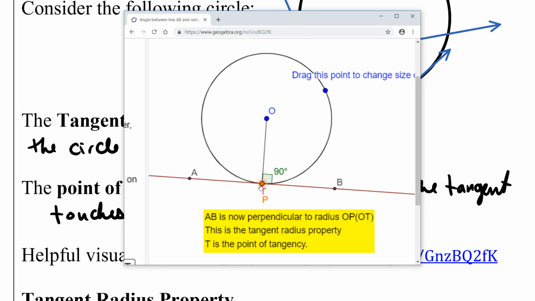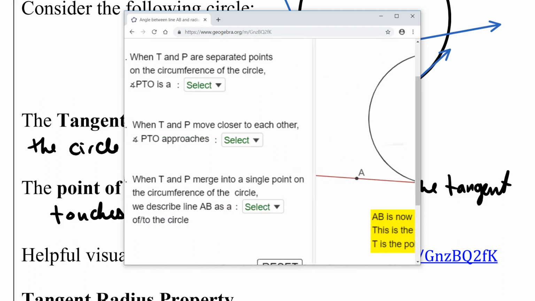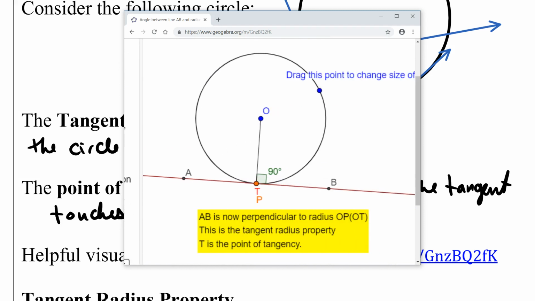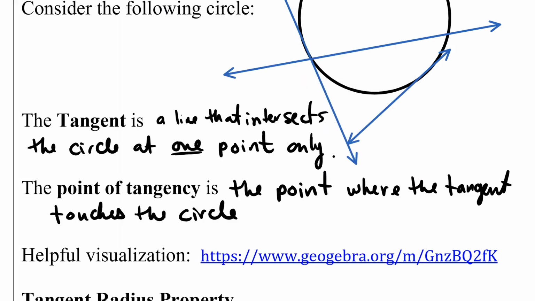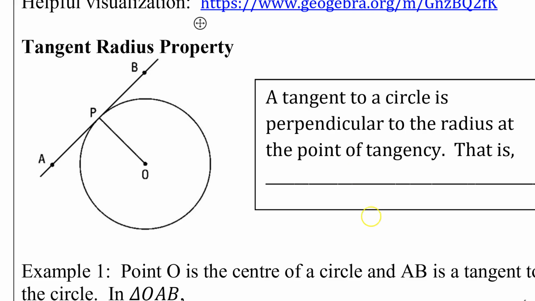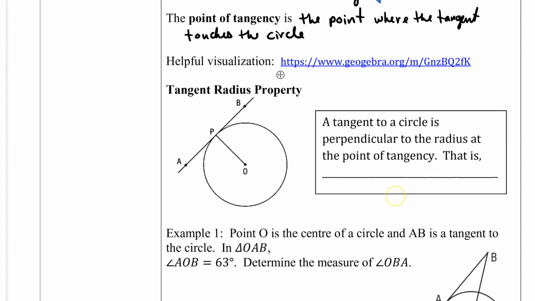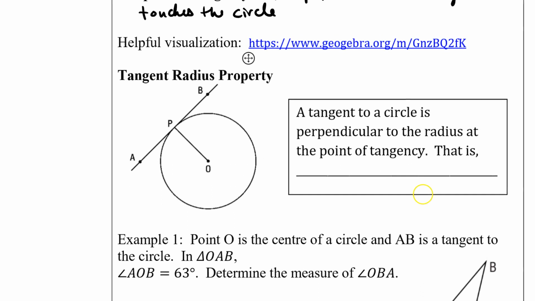I've given you the web address here. There are some questions that you can answer here if this really tickles your fancy. Go and have fun with that if you want. What I want you to get out of this is the tangent radius property.